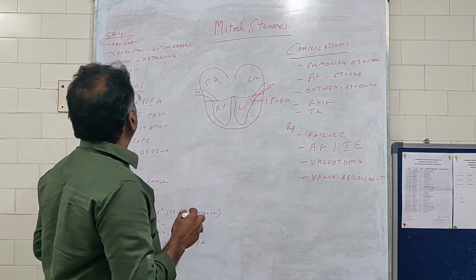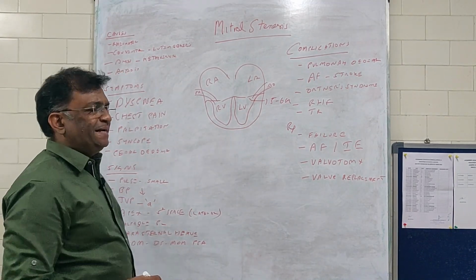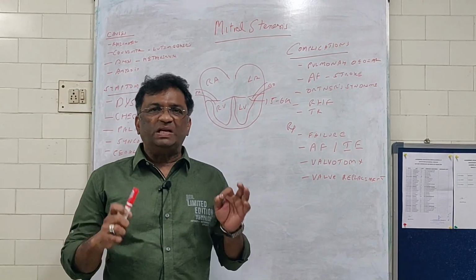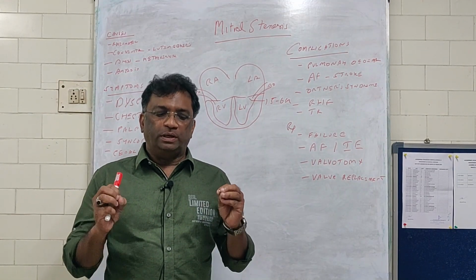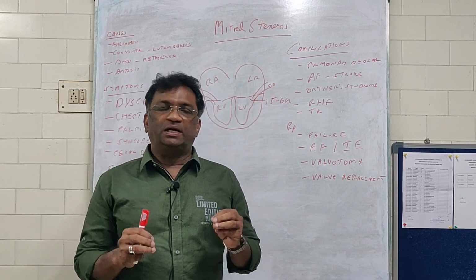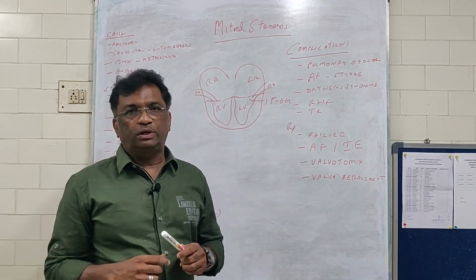Okay. What are all the causes of mitral stenosis? Remember, 99.9% of mitral stenosis is rheumatic in origin. So you'll have to take a detailed history to find out whether the patient has had previous rheumatic fever. So 99.9% it is only rheumatic.